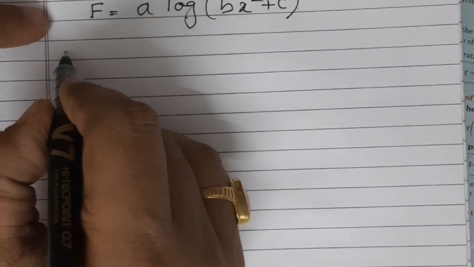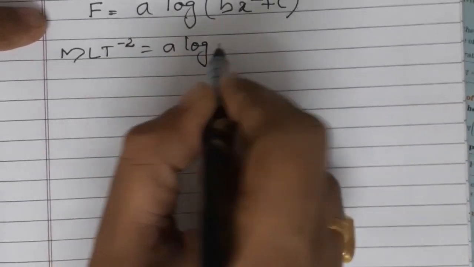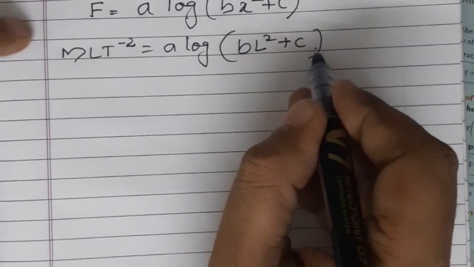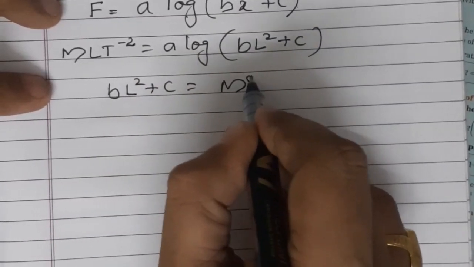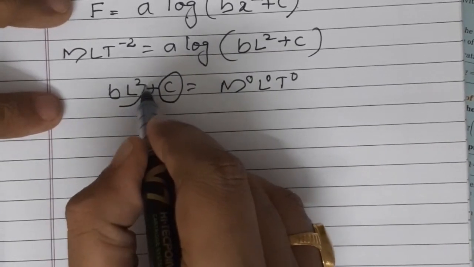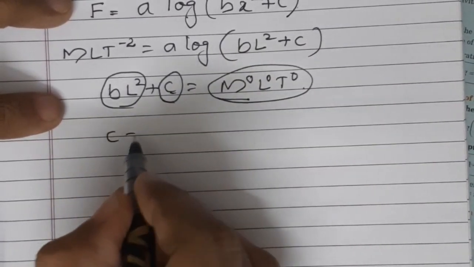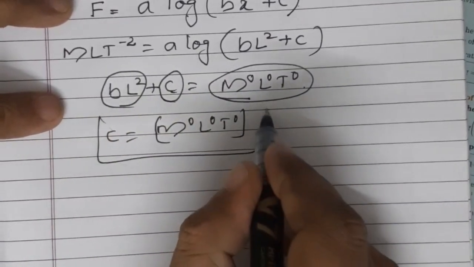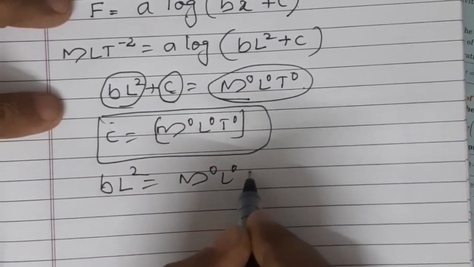मैंने आपको पहले ही बोला लॉग के अंदर की टर्म डायमेंशनलेस है। So first of all to solve this one I will put up the dimensions. Force is MLT minus 2, a log of bL2 plus c, because the term inside the log is dimensionless. So I will write bL2 plus c is M0 L0 T0. Now because this formula is by default correct, each of the term must have same dimensions, so I can write directly c as M0 L0 T0. Then I can write bL2 is M0 L0 T0.